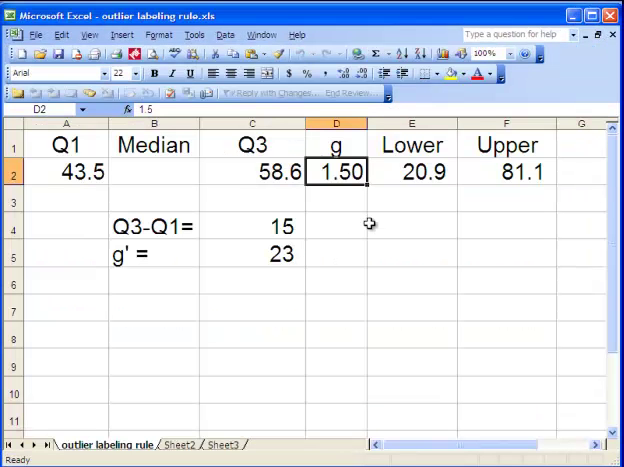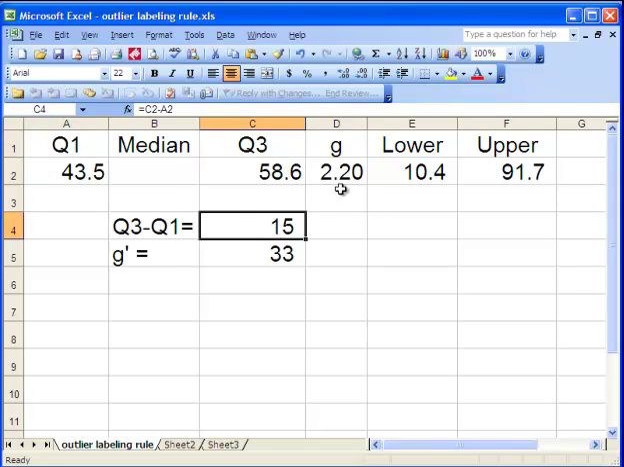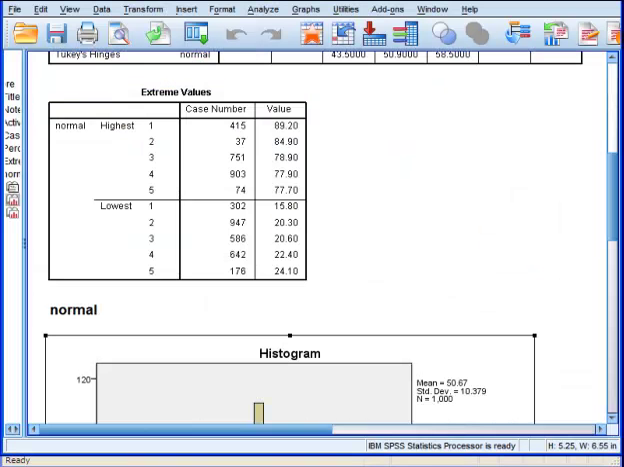Now if I use this revised rule of 2.2, I'm going to get different lower and upper bounds because the difference between Q3 and Q1 stays the same, 15, but I'm now multiplying that value by 2.2, which gives me 33. So when I add 33 to the upper quartile of 58.6, I get 91.7. And I do not have any values that are greater than 91.7. The largest value is 89.2.